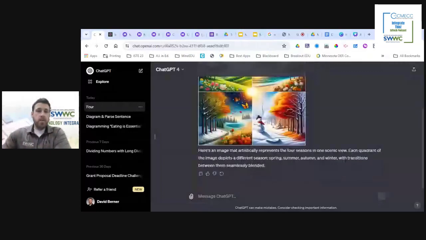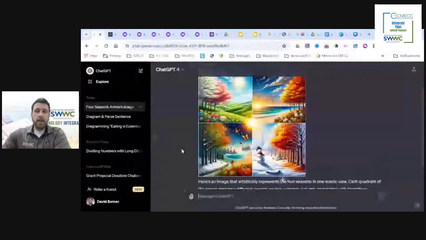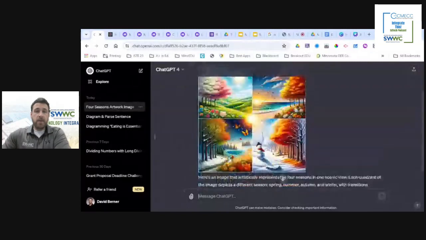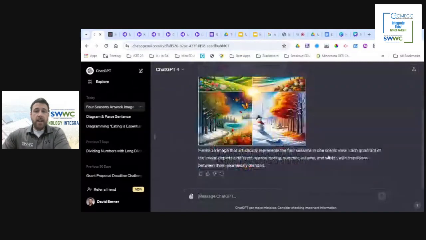Okay, so here's what it produced. You can see that we have some imagery here. We've got spring, summer, fall, winter. And then it actually gives you an explanation. Here's an image that artistically represents the four seasons in one scenic view. Each quadrant of the image depicts a different season. So then you have the explanation there.